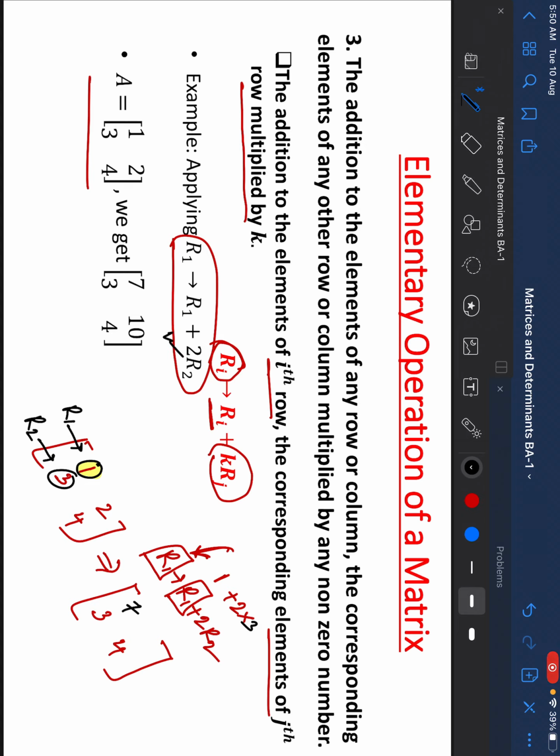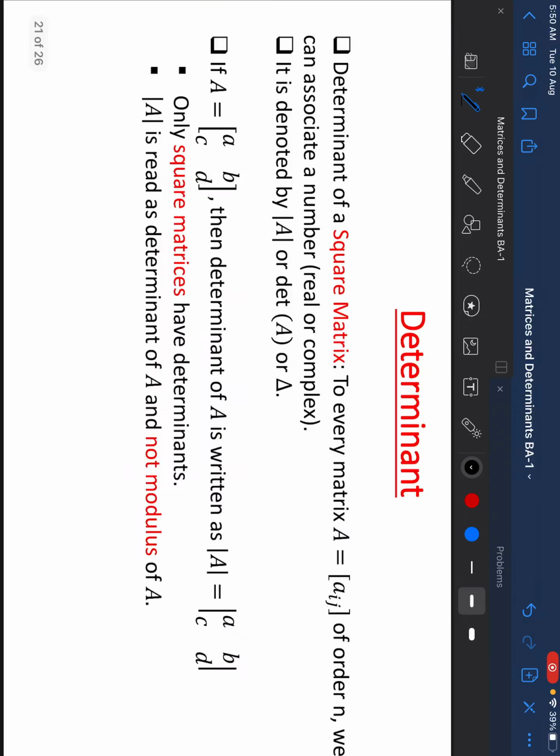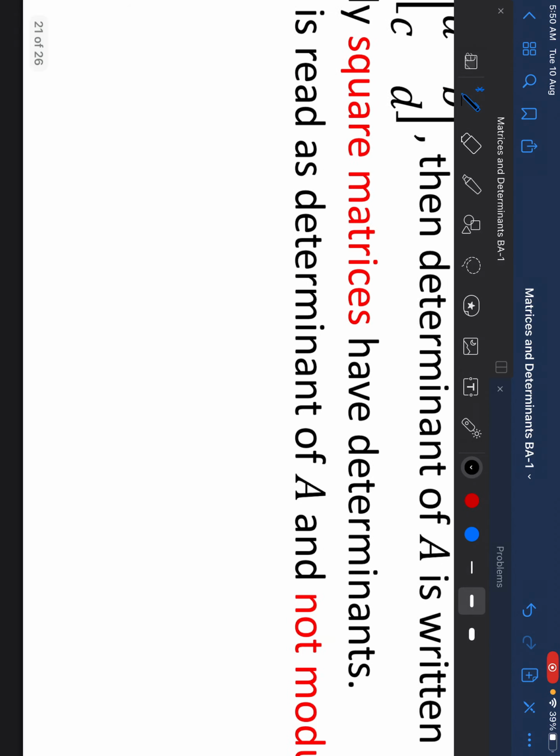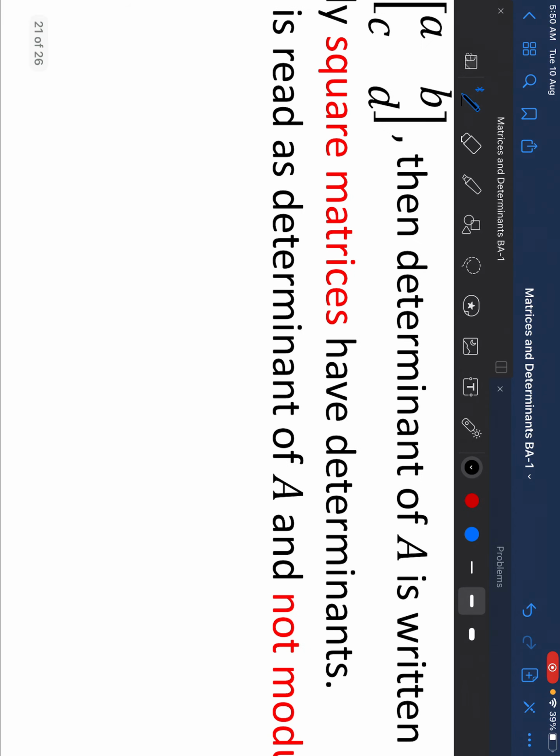Then the second element of R1 is 2. So 2 plus 2 into, and the corresponding element of R2 is 4. So this one will be 10. So we have here 10. This is how we get it by doing this operation, R1 implies R1 plus 2R2. Let me just show you another operation in here fast. So suppose we have a matrix 2 4 6 8.